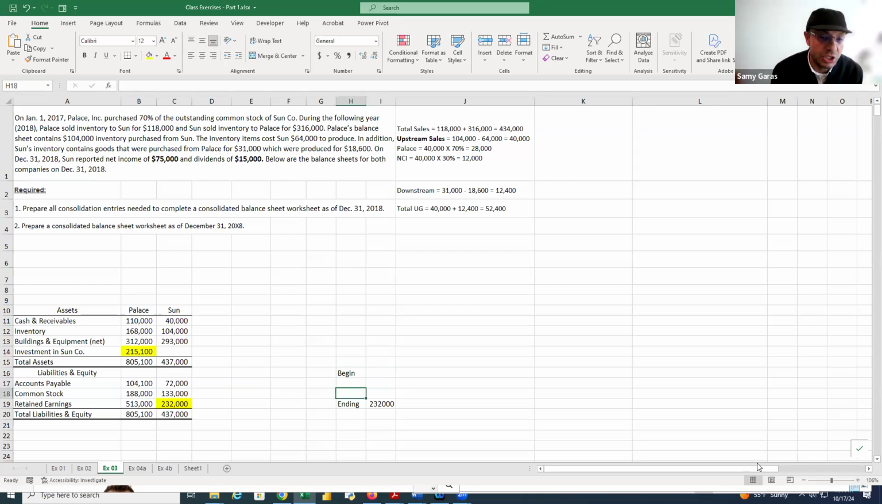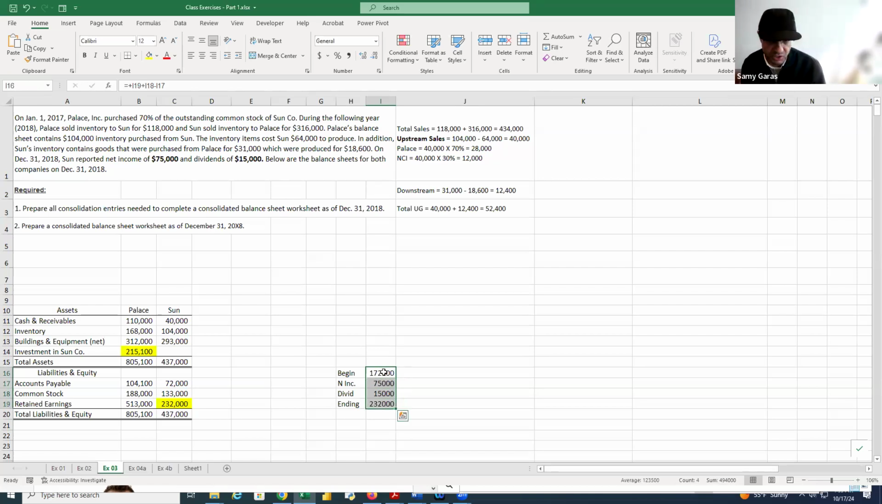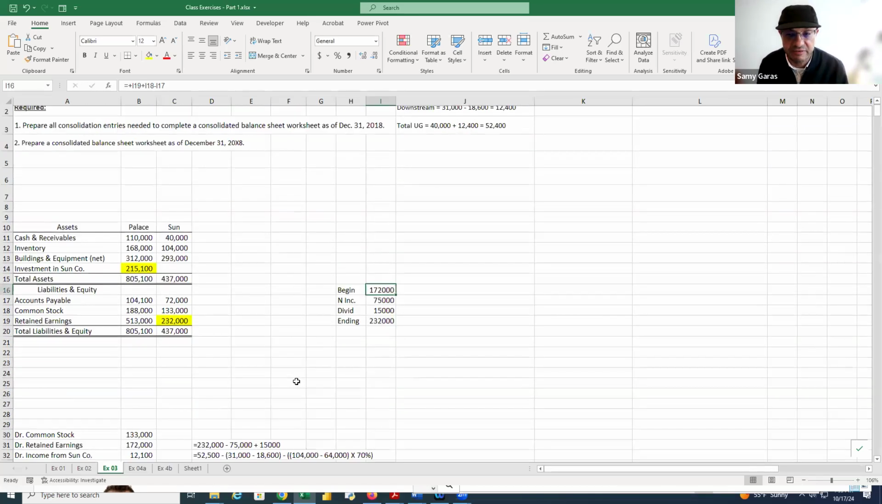How can I do that? I need to include the dividends and I need to include the net income. The dividends in this example, 15,000. The net income, 75,000. So how much is the beginning? We get the ending plus the dividends minus the net income, we get 172. And of course, if we go downwards, we get beginning plus net income minus dividends, we will end by the retained earnings. And this one is what I'm going to put in the consolidation entry, 172.